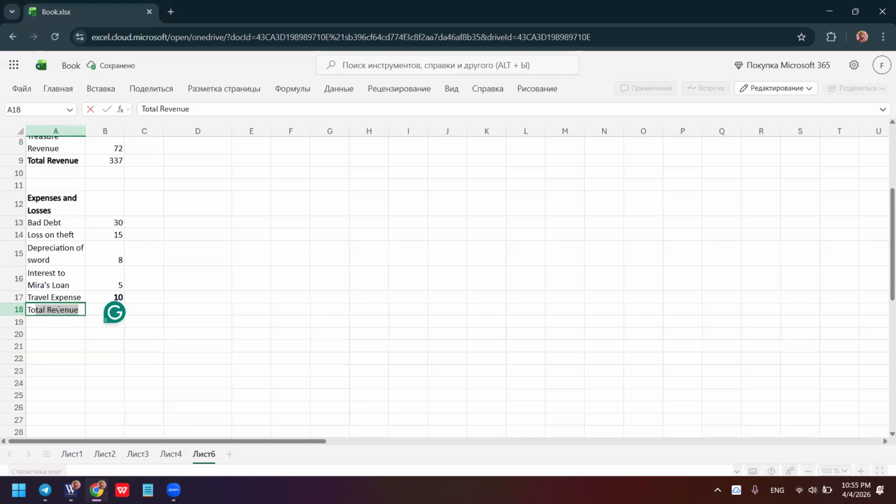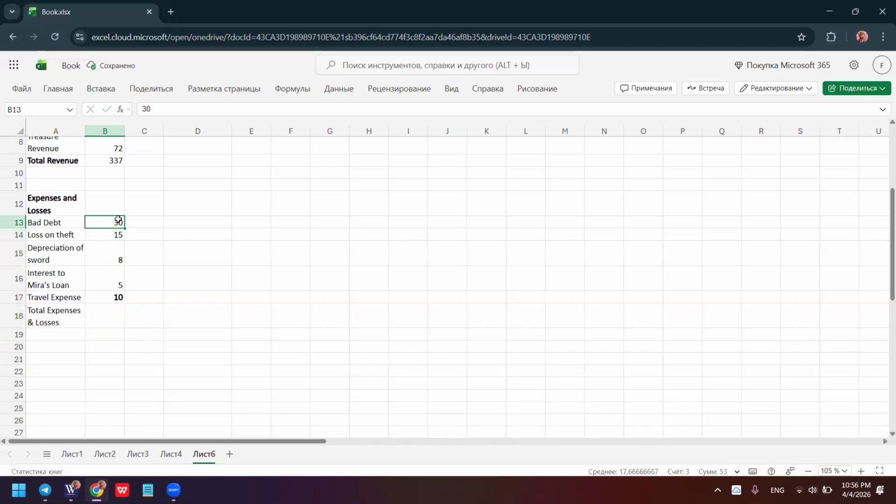Total expenses. Losses. So it's 20, 50, 58, 68.